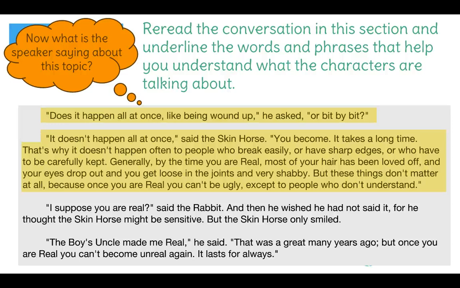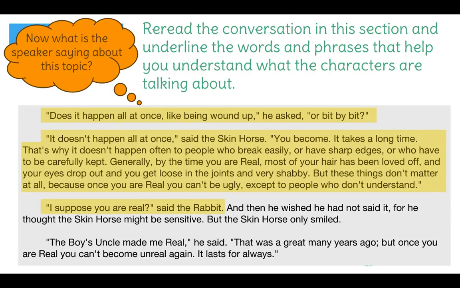He says, "You become," and it takes a long time. He continues, "It doesn't happen to people who break easily." Later he says, "You might become old and ugly," but at the end here, those things don't matter at all because once you are real, "you can't be ugly except to people who don't understand."